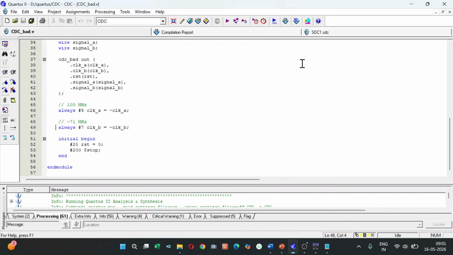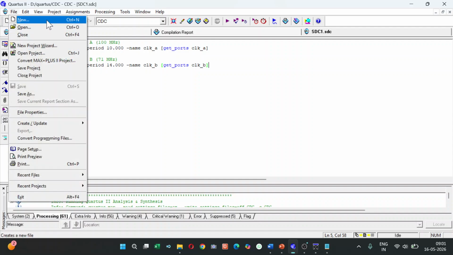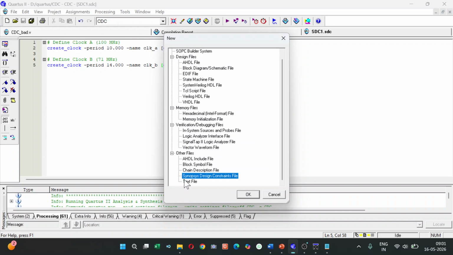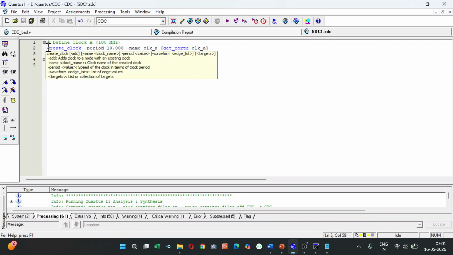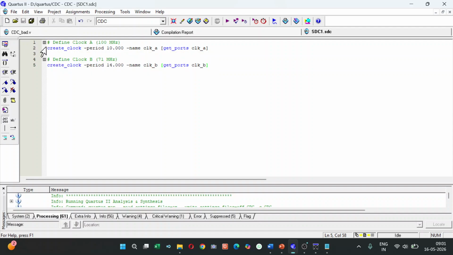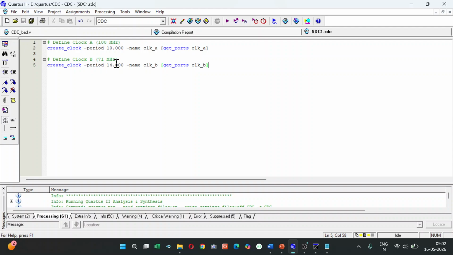For the CDC effect, first of all you have to generate an SDC file. SDC stands for Synopsys Design Constraints file. So first of all you have to make this file in the Quartus tool. In the SDC file you can see we assigned the clock A period as 10 nanoseconds, and we define the clock B time period as 14 nanoseconds.